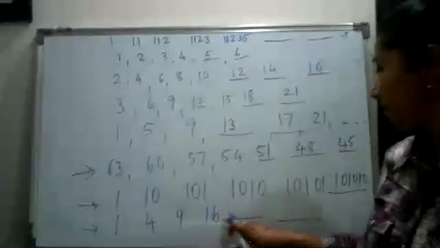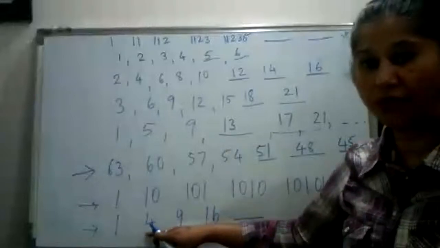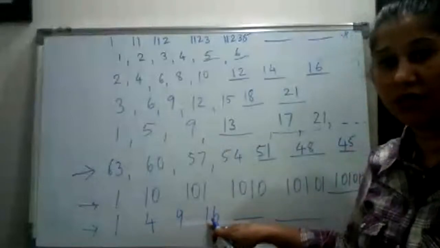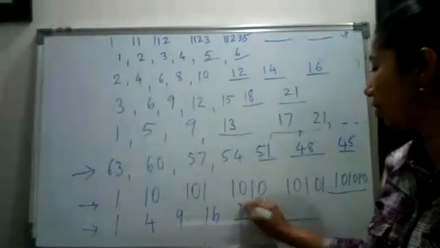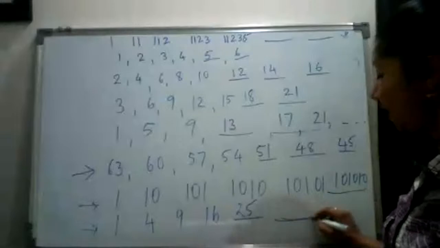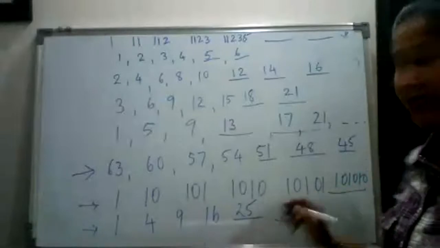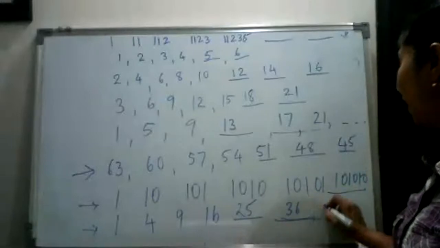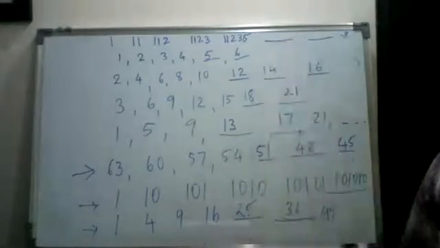Yes. Come on. You got this? 1, 4, 9, 16. Yes, Priyanka, correct. 25. What is the next? Could anyone guess? Yes, correct. 36 and 49 and so on. And let's discuss the last one.